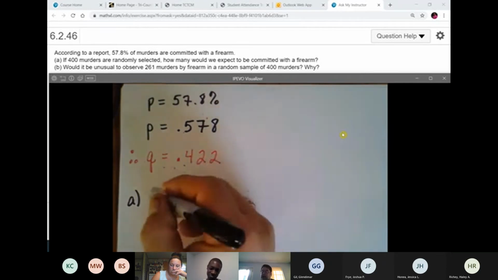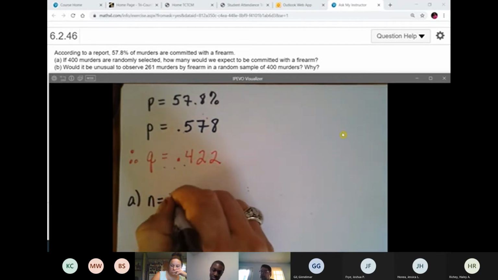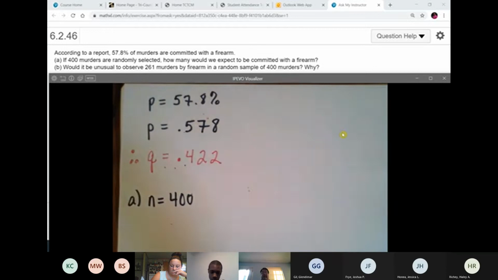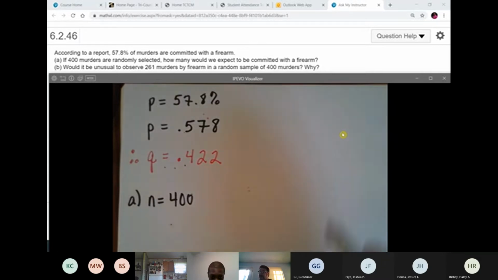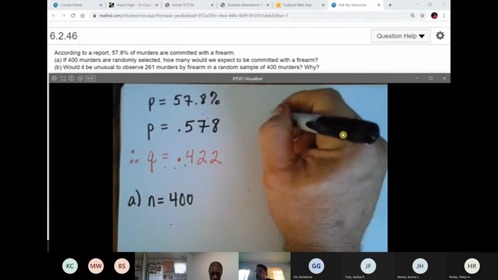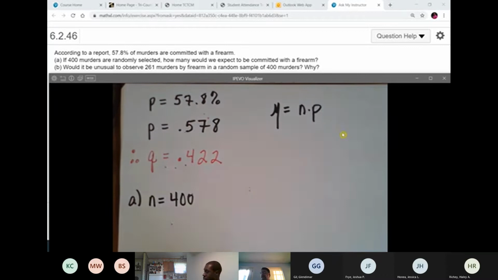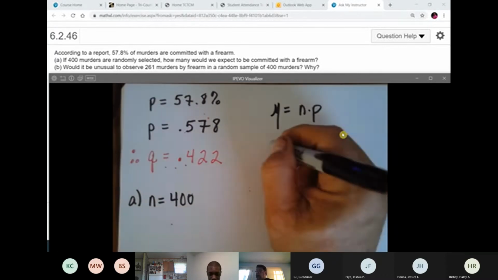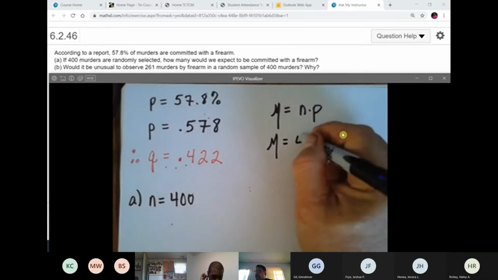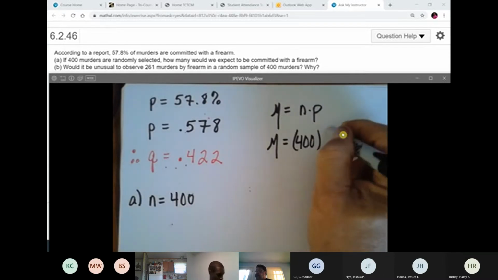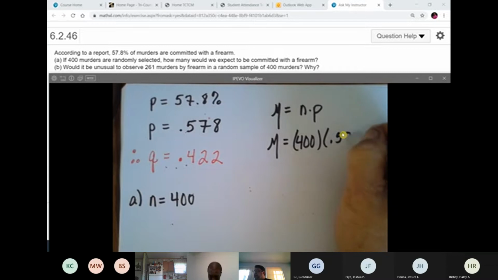N is equal to 400. All right, does anybody have any questions so far? All right, so mu is equal to N times P. So that means mu is equal to 400 times 0.578.